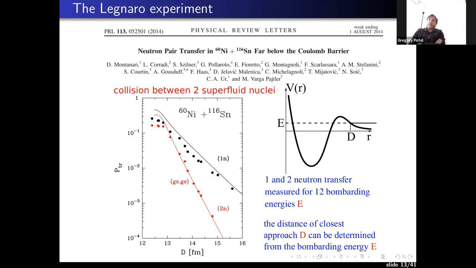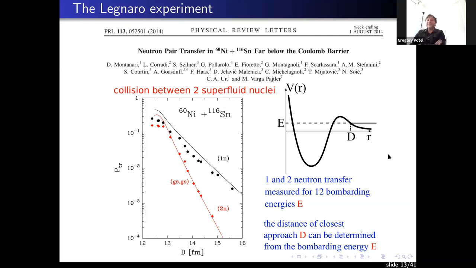So in the next slide, I'm going to start with the experiment that started all of that. We saw that experiment in 2019 in a conference in Venice, but that happened actually in 2013. What I remember seeing in that conference is the figure shown here on the left. The experiment consists of a heavy ion collision between two superfluid nuclei, nickel 60 and tin 116, both of them superfluid, and they measured both the two-particle transfer and the one-particle transfer cross section for 12 different bombarding energies. And they decided, very insightfully in my opinion, to plot the one-neutron and the two-particle transfer cross sections as a function not of the bombarding energy, but of the distance of closest approach that those nuclei could reach in the collision process. The way the distance of closest approach is derived is sketched here in the little figure.